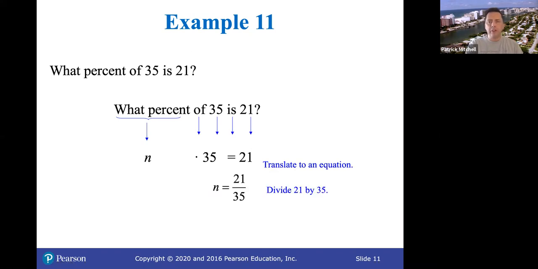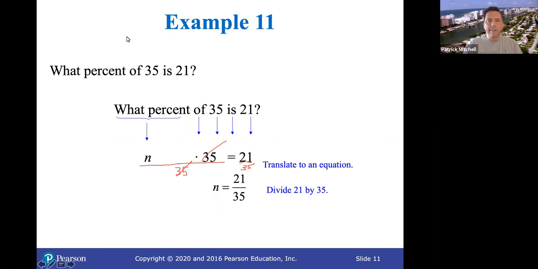To solve that equation, we will divide both sides. So let me just show a little bit more work here. We're dividing both sides by 35. There we go. It's a little sloppy there. Hopefully you can follow that. And of course, the 35s cancel. So that leaves me with n equals 21 over 35.